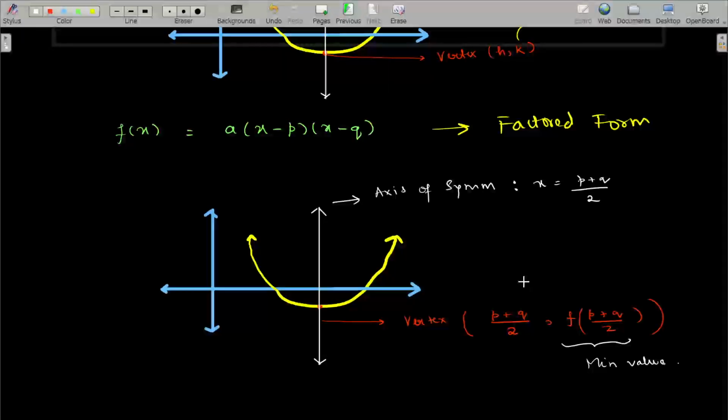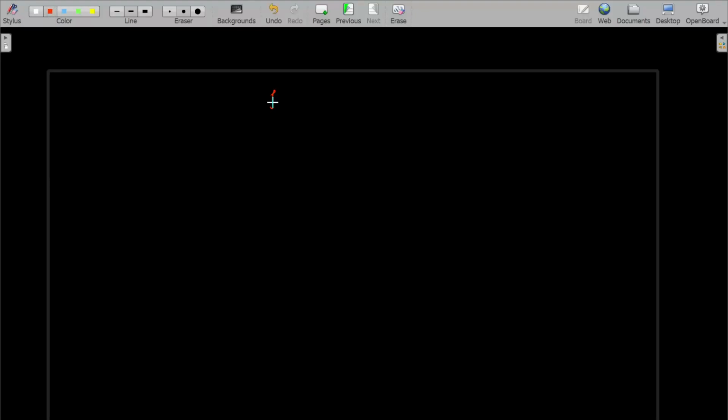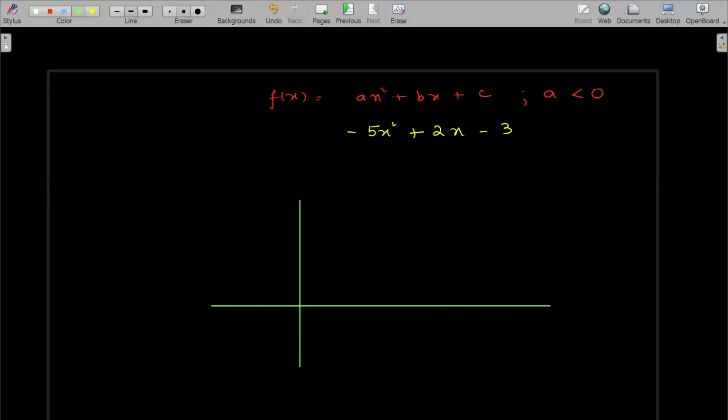And just one small thing that I want to tell you is, if the equation of the parabola is like this, let's say f of x is equal to ax square plus bx plus c, and you see that a is negative, for example, negative 5x square plus 2x minus 3, so the coefficient of x square is negative, then your parabola will be downward opening. Okay, it will look something like this.